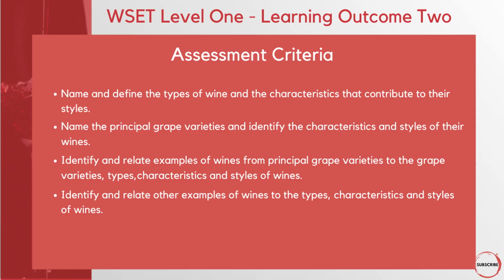When it comes to Learning Outcome number 2, the assessment criteria is as follows. You're going to need to be able to name and define the types of wines and the characteristics that contribute to their styles. You need to name the principal grape varieties and be able to identify the characteristics and styles of their wines. You need to identify and relate examples of wines from principal grape varieties to the varieties, types, characteristics and styles. And then finally, identify and relate other examples of wines to the types and characteristics and styles of wines.